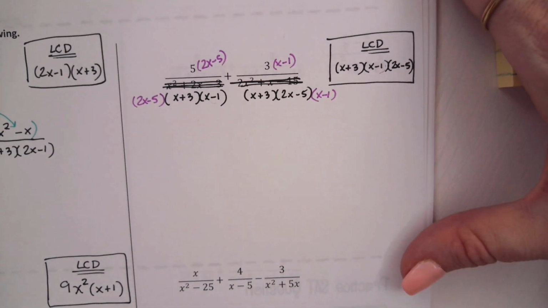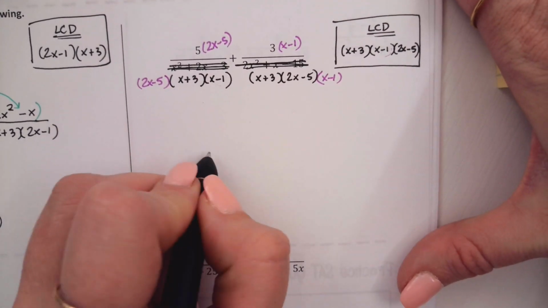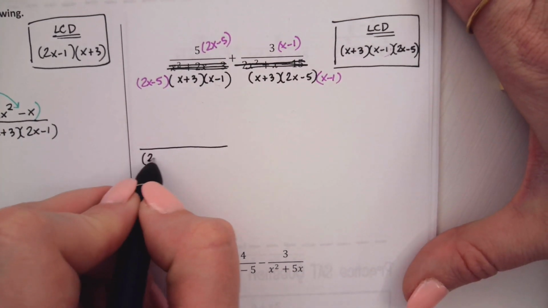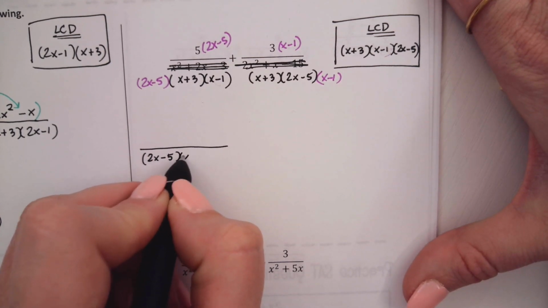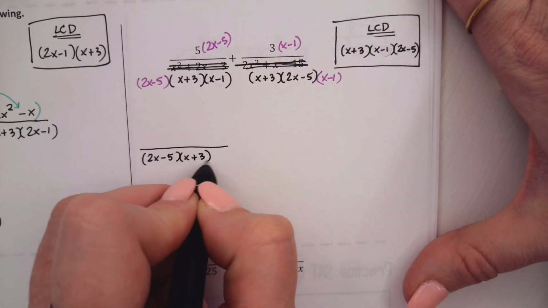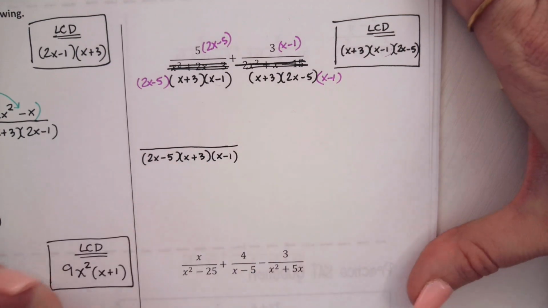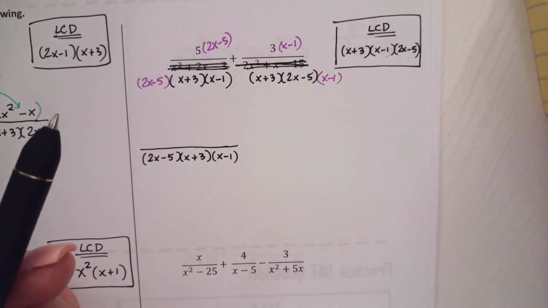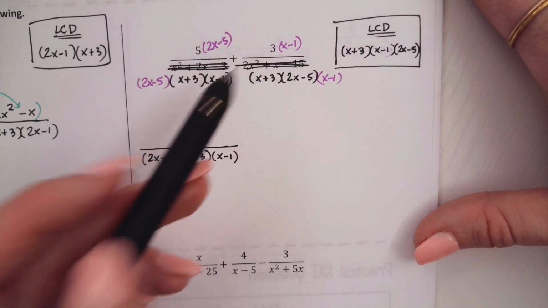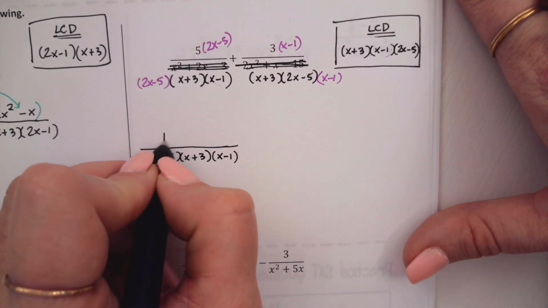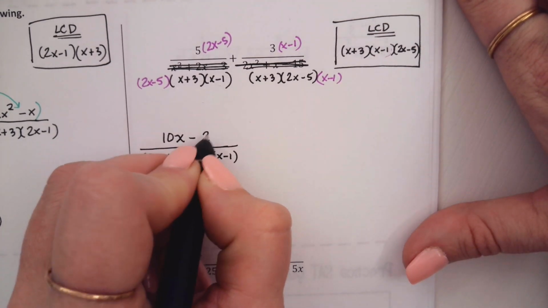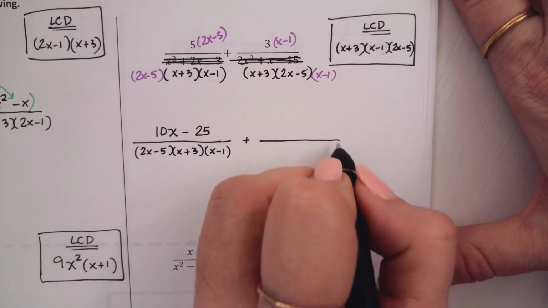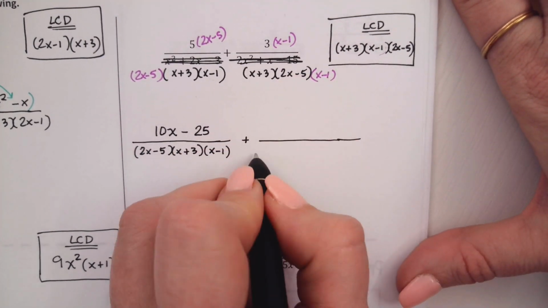Alright, let's simplify our numerators. Our denominators we can just leave in factored form, we don't have to FOIL those out. Although it's a pain to write all of them. X minus 1. Okay, new numerator. If I distribute my numerator, I'm going to get 10x minus 25. Very good. And then we'll have a plus sign. My denominator is now matching the LCD.